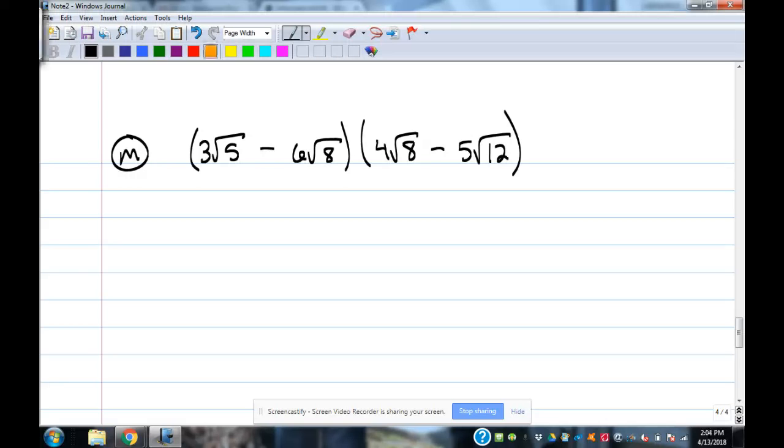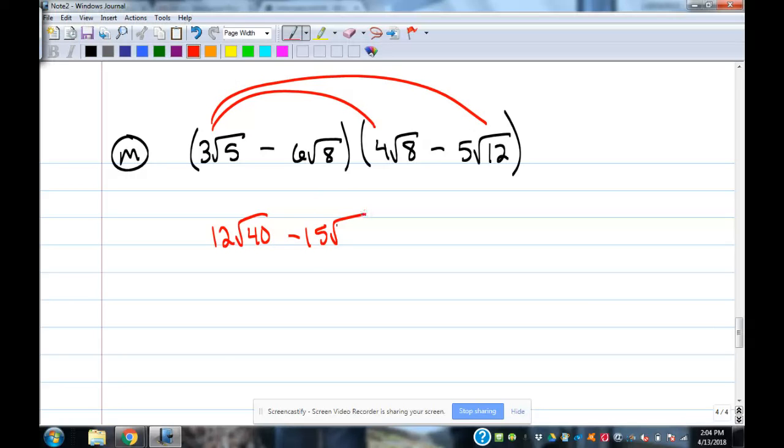What do we do? Okay. So 3 radical 5 times 4 radical 8 would be, okay, 3 radical 5 times 5 radical 12. Good job. Next piece. Positive or negative 24? Why? Yeah, there's a minus on that 6 radical 8. Last piece. And 72 underneath. Is that right? No, it's not 72. It's 96. Okay.